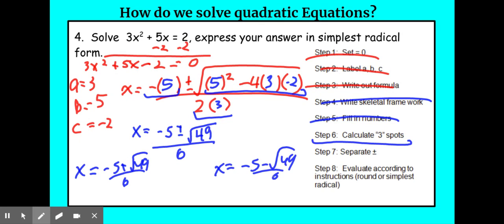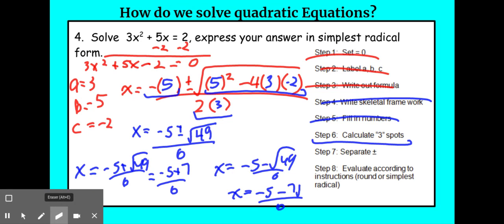Now the perfect square that goes into 49 is nothing, because 49 is a perfect square. So when you plug square root of 49 in your calculator, you should get 7. So this becomes negative 5 plus 7 over 6. And this becomes x equals negative 5 minus 7, over 6. So when we simplify those and we actually do it in our calculator, negative 5 plus 7 divided by 6 comes out to x equals 1/3.